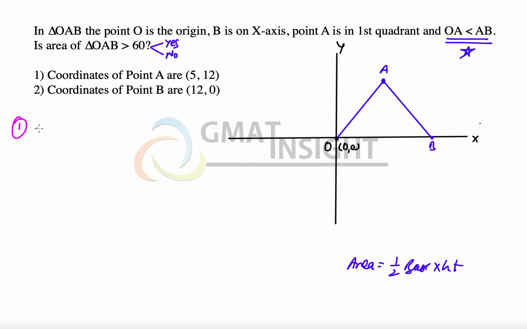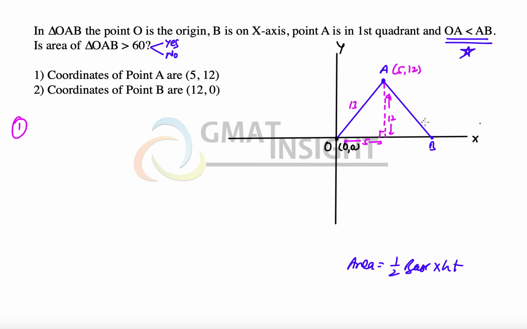The first statement says that the coordinates of point A are 5, 12. So we have this point 5, 12. That means if I draw a line perpendicular on the base from vertex A, I can say that this distance is 5 and this distance is 12. Which means using Pythagoras theorem, we can find out that the length of OA will be equal to 13 because 5 square plus 12 square is equal to 13 square.